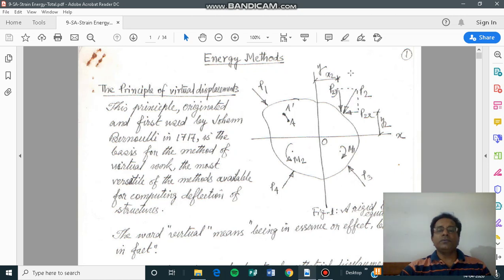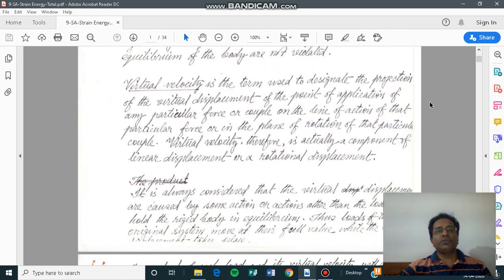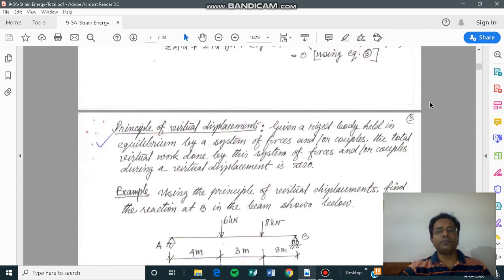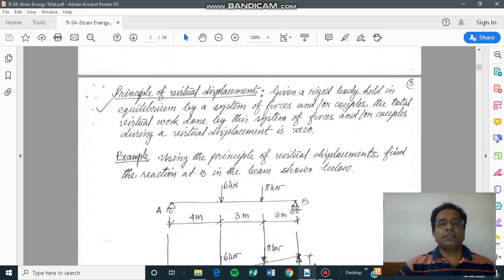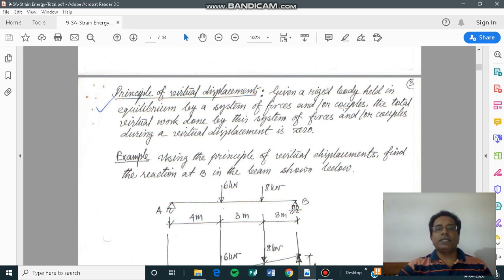Now coming to the virtual work, this terminology is not new to you. Already you are familiar with this term in your previous subjects, in particular engineering mechanics courses. There, this principle of virtual work was used in rigid body systems. What is that in a rigid body system? The virtual work done by the system of external forces during a virtual displacement is zero.